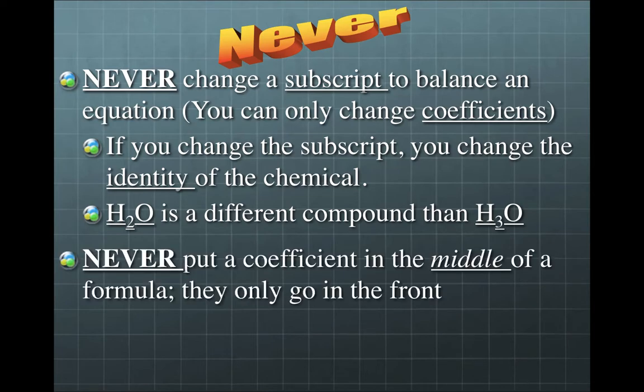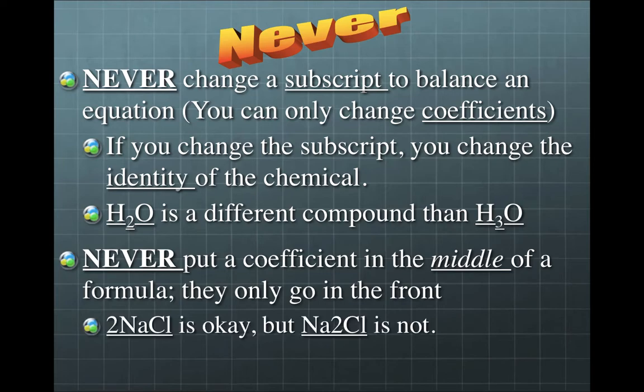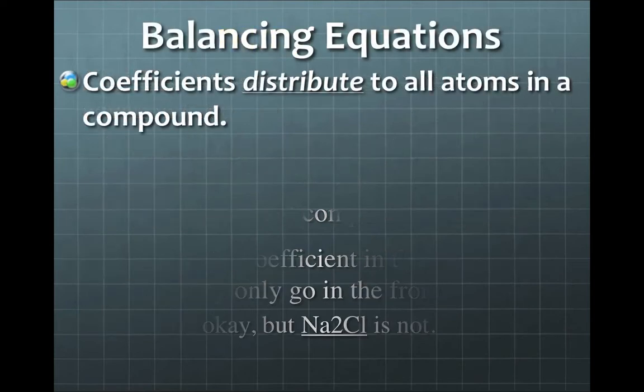Okay, also, you can never put a coefficient in the middle of a chemical formula. They can only go at the very front of the chemical formula. So that coefficient will apply to every atom in the molecule. Okay, so for example, 2NaCl means you have 2 salt molecules. They're not actually called molecules, but whatever. And that's okay, but you can't say Na2Cl like that. That 2 is a coefficient. You see, it's large. If it was a subscript, that'd be a different scenario, but you can't put a large 2, a coefficient, in the middle of a chemical formula.